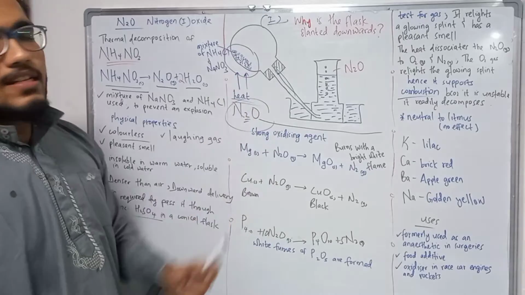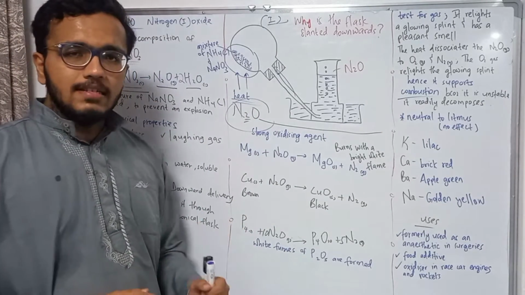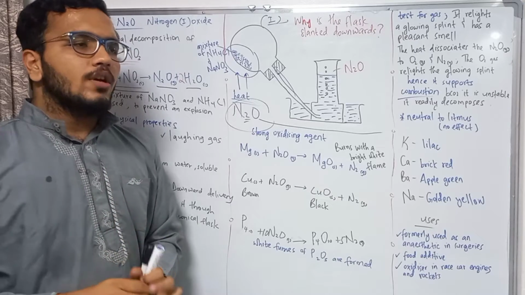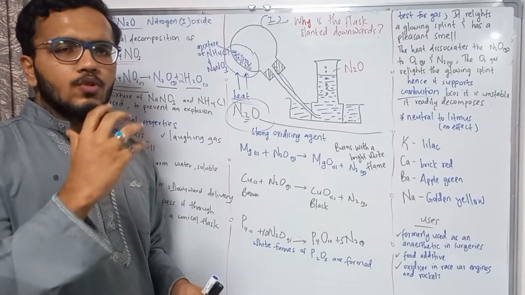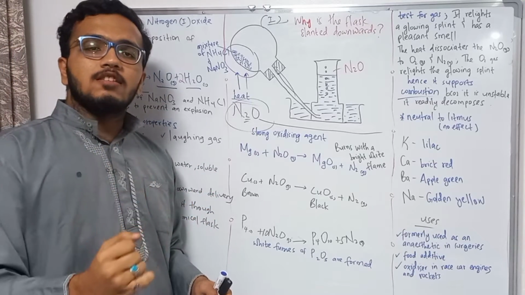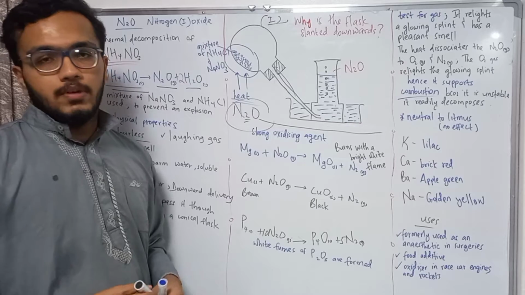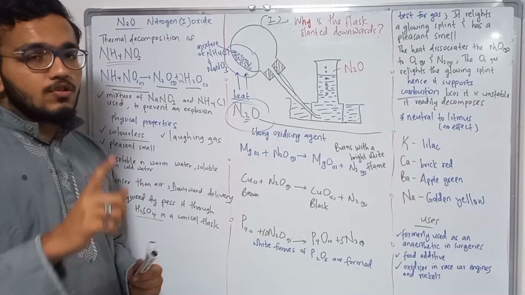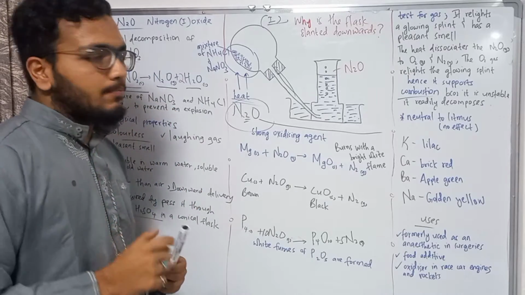Now, what is the test for the gas? Nitrogen 1 oxide relights a glowing splint and has a pleasant smell. So if you are told to distinguish nitrogen 1 oxide from other gases, what will you say? Nitrogen 1 oxide has a pleasant smell and it relights a glowing splint. Now, why does it relight a glowing splint? As we said, nitrogen does not support combustion, nor does it burn. But N2O does support combustion.